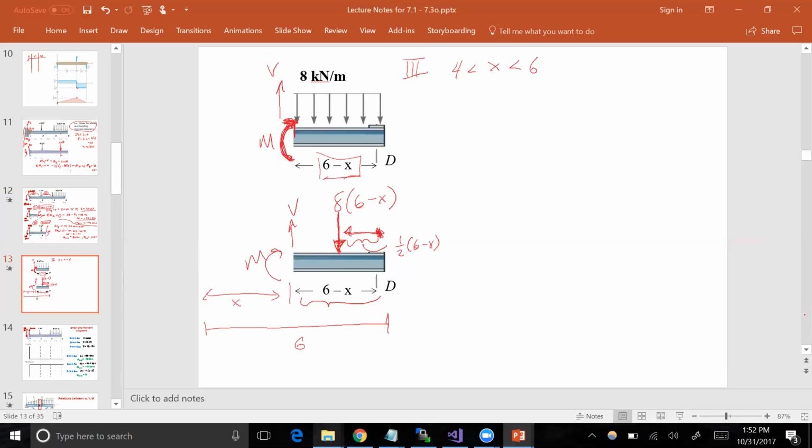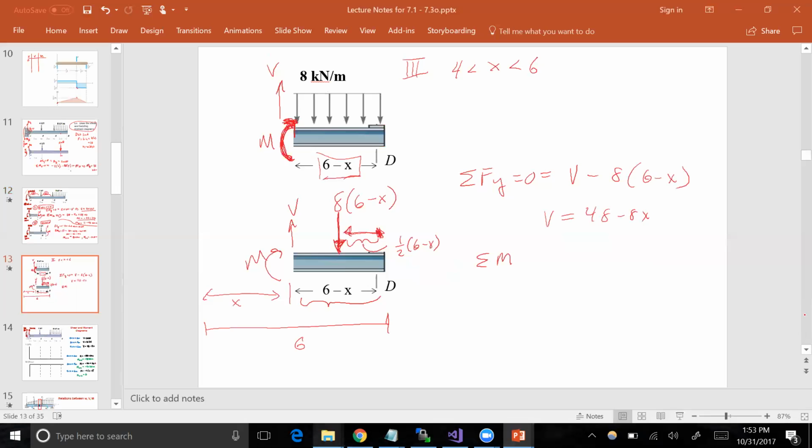So we do the sum of the Fy's. And that equals V going up minus 8 times 6 minus x. That's this force going down, right? And notice there's no forces at D. It's just a cantilever. It's just hanging out into space, so it's an interesting beam. And therefore, V is going to equal 48 minus 8x.